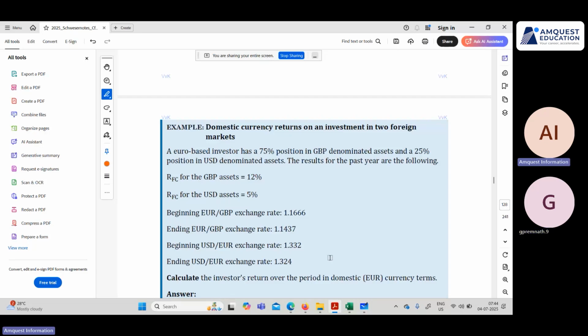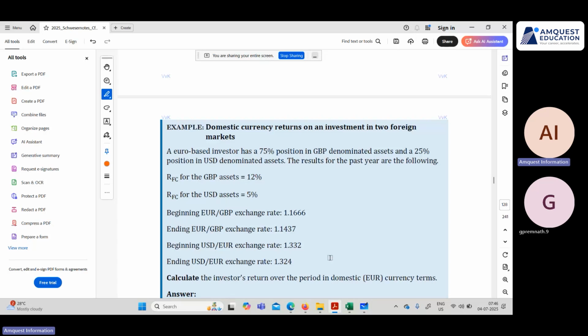Easier. Okay. So I got the answer as 9.12%. Sorry? 9.12%. Total answer, final answer. No.